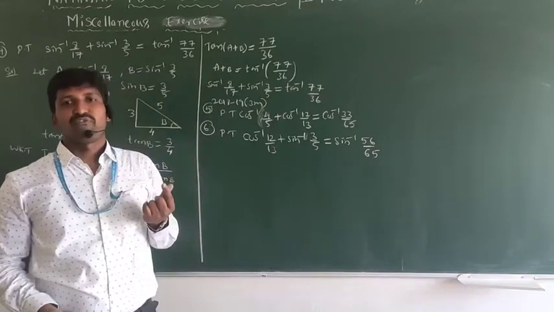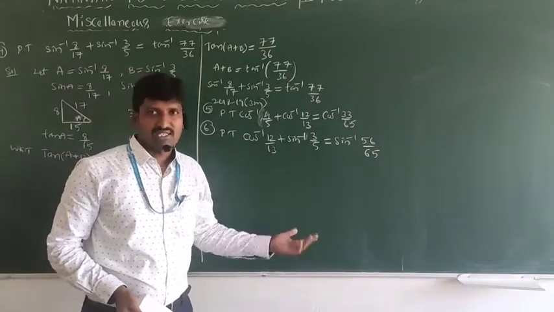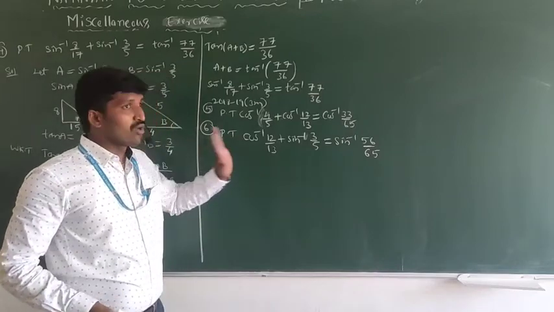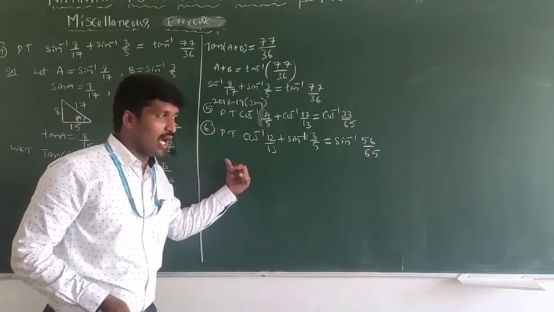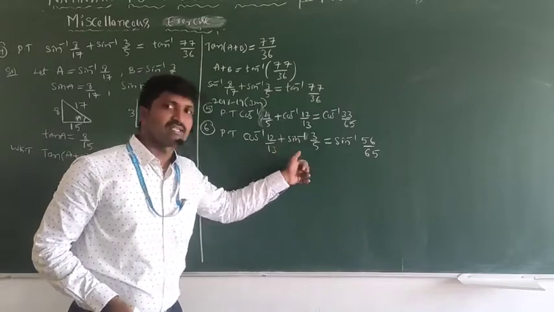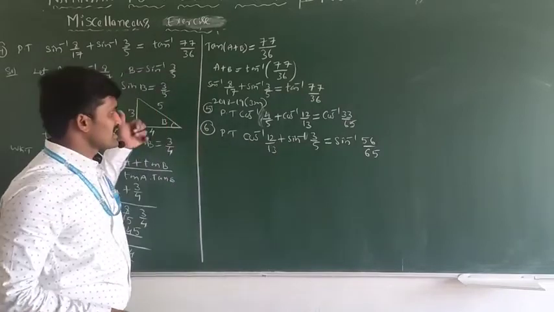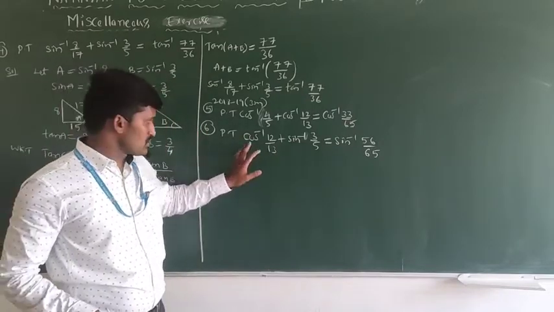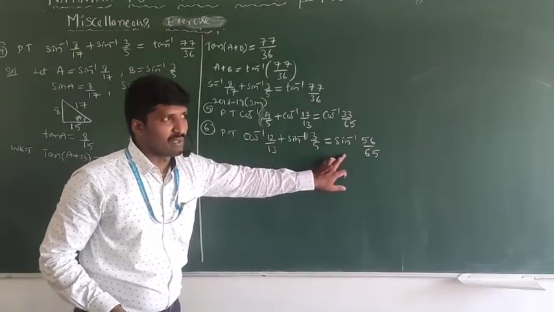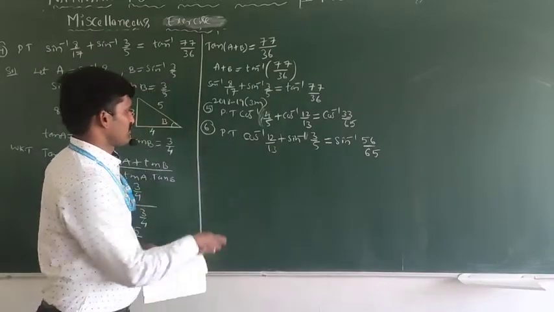Sin of A plus B formula, what is it? Sin A cos B plus cos A sin B. Here, what are the unknown values? Sin A is an unknown value and cos B is an unknown value. By using Pythagoras theorem, find out those two values and use the sine of A plus B formula, and you will get the answer.